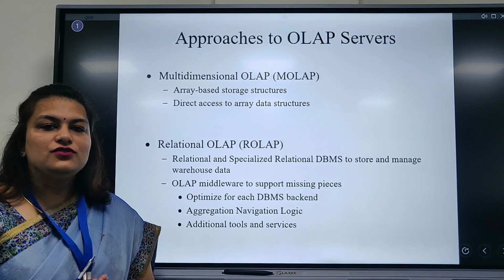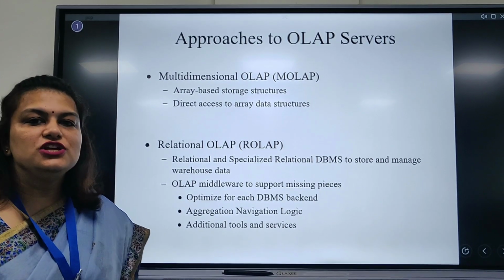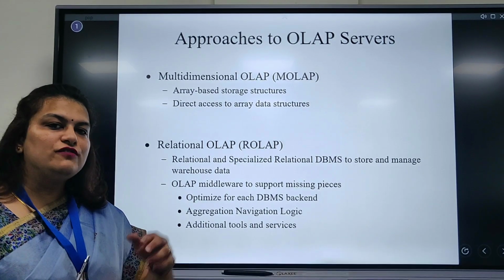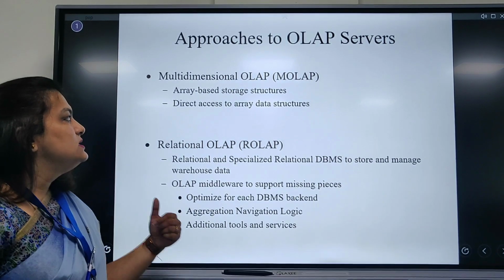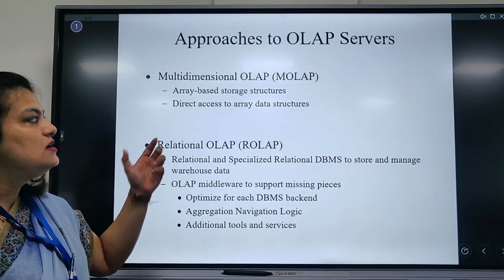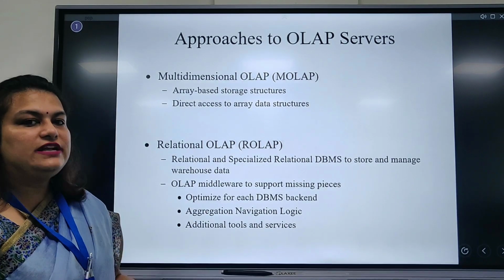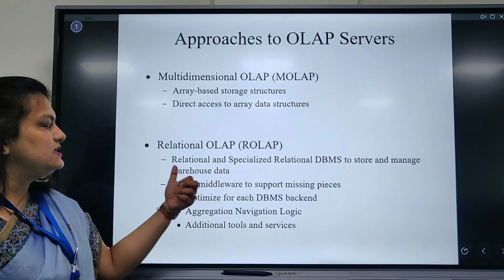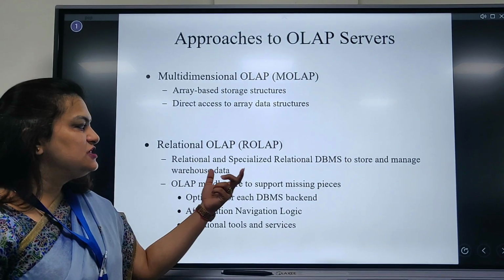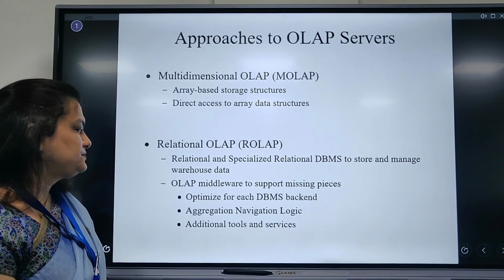Now we have three types of OLAP servers: multidimensional OLAP, relational OLAP, and the third one is hybrid OLAP, which is a combination of MOLAP and ROLAP. MOLAP uses array based storage structures, because we are talking about multiple dimensions, and it gives direct access to the array of data structures. And in ROLAP, that is relational OLAP, we deal with relations and specialized relations to store and manage the warehouse data.